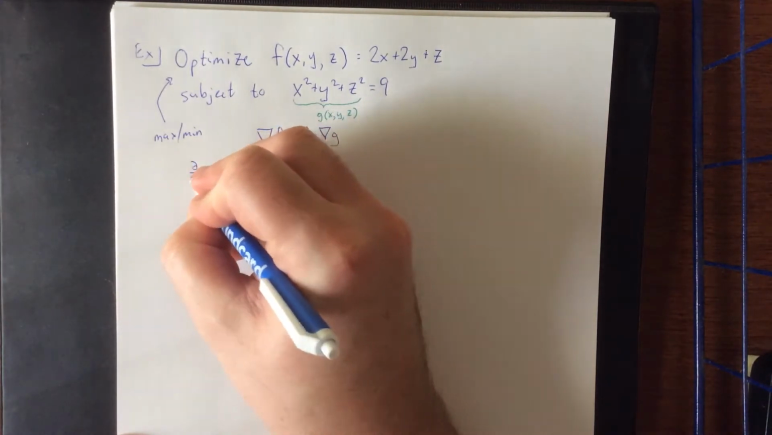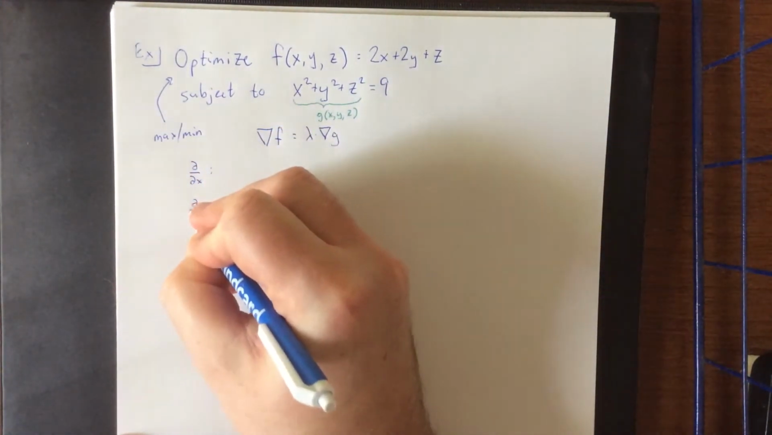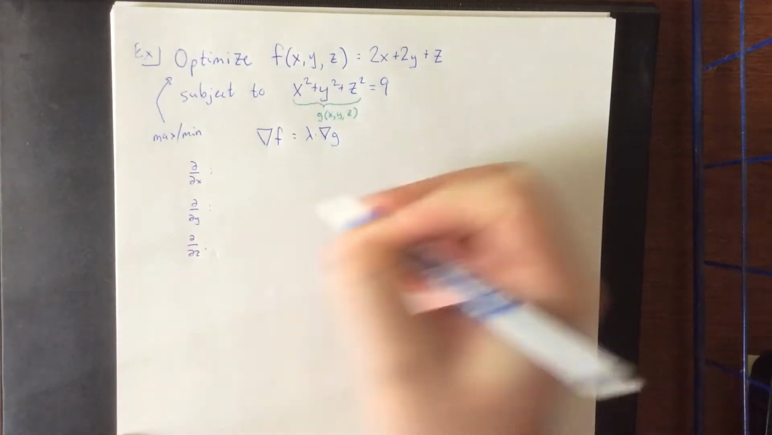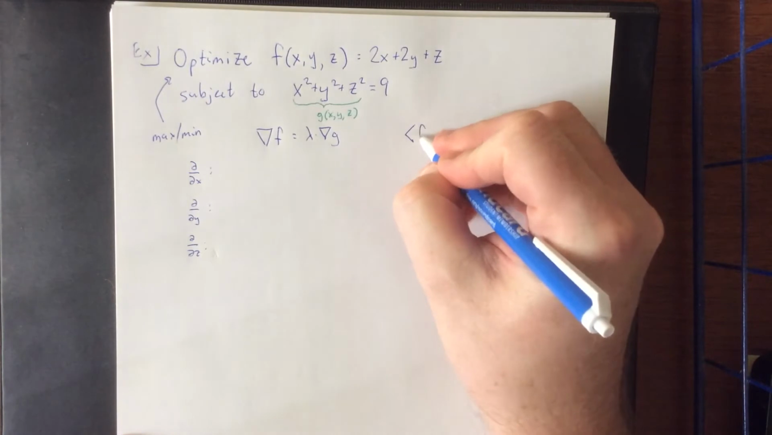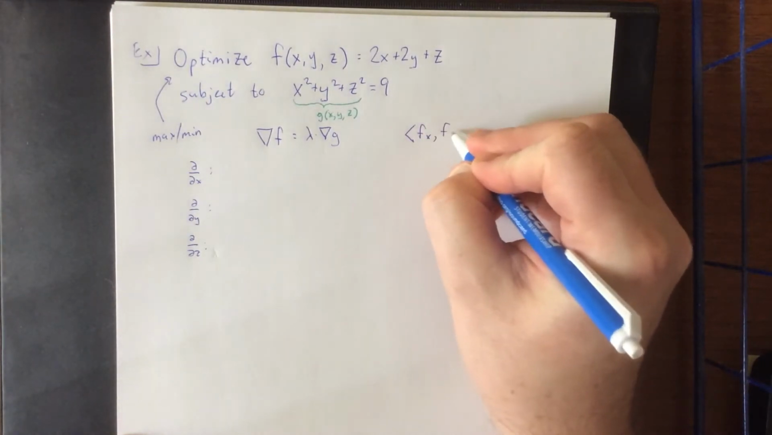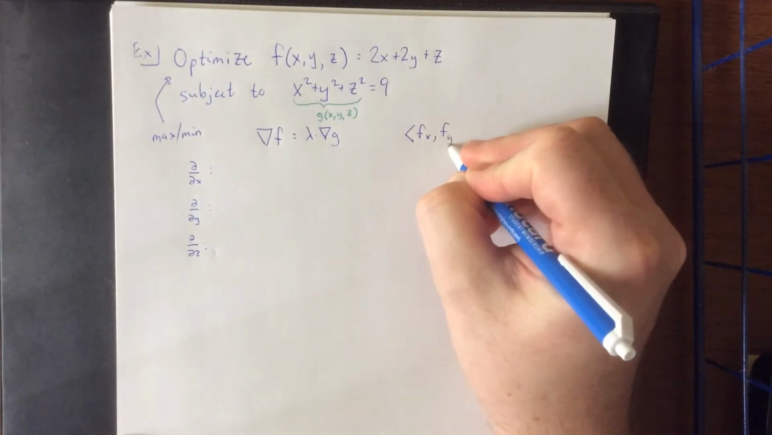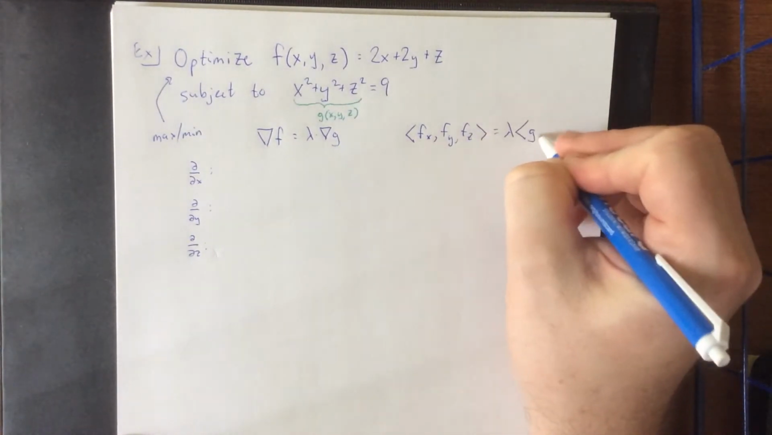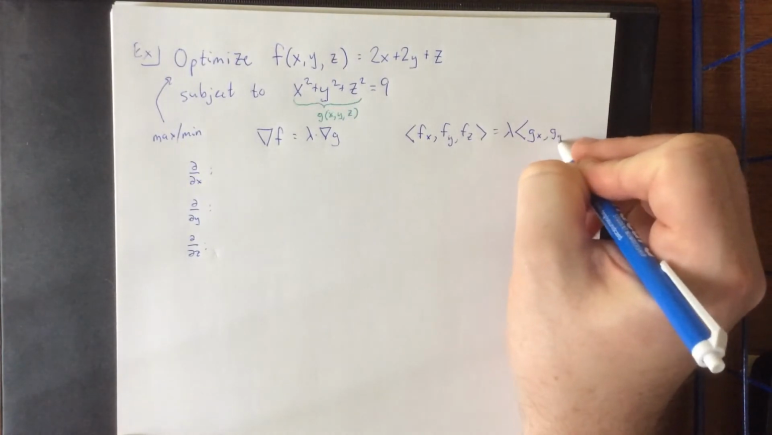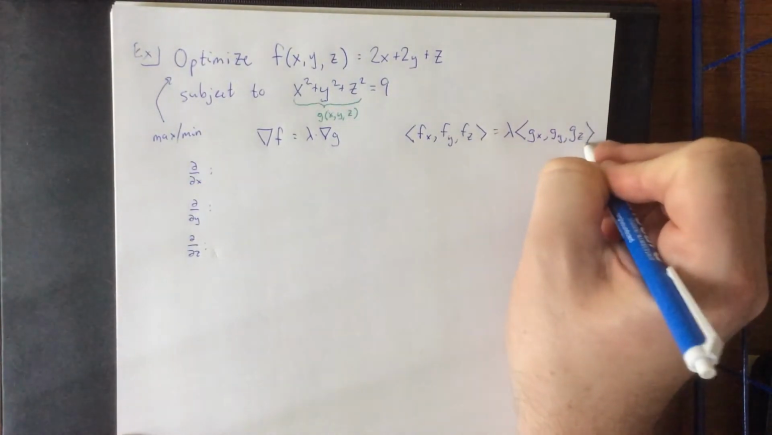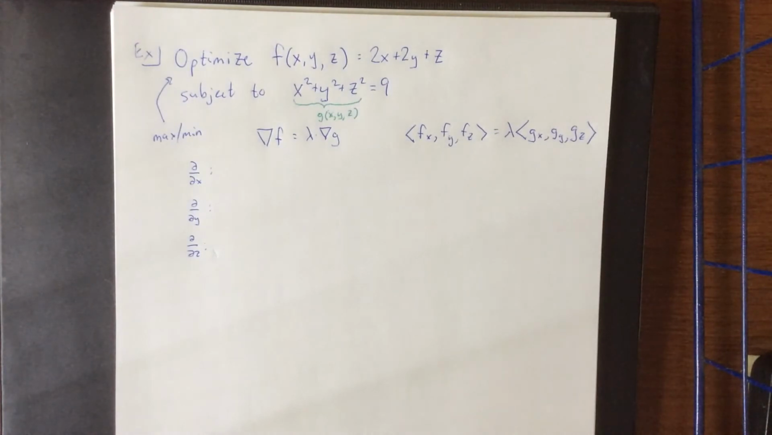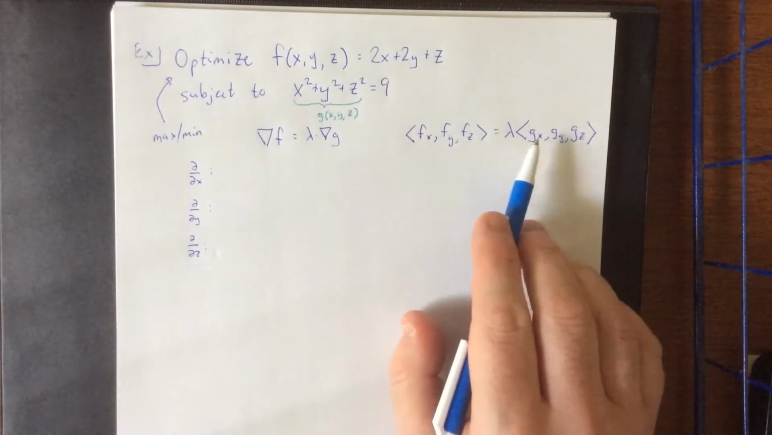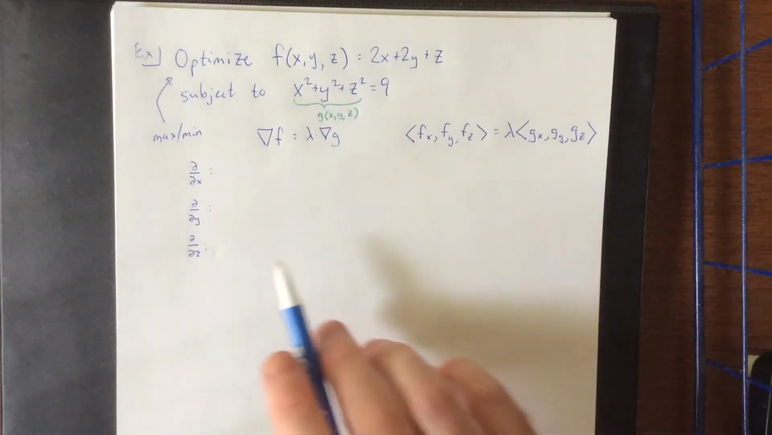So first thing I'm going to do is set up the three different partial derivatives that I need to take in order for the gradients to be equal to each other. So what we're really saying here is that the partial with respect to x, partial with respect to y, and partial with respect to z of f is going to be equal to lambda times the same three partial derivatives for g. So essentially what I'm setting up is the partial derivative of f with respect to a variable is equal to lambda times the partial derivative of g with respect to the same variable.